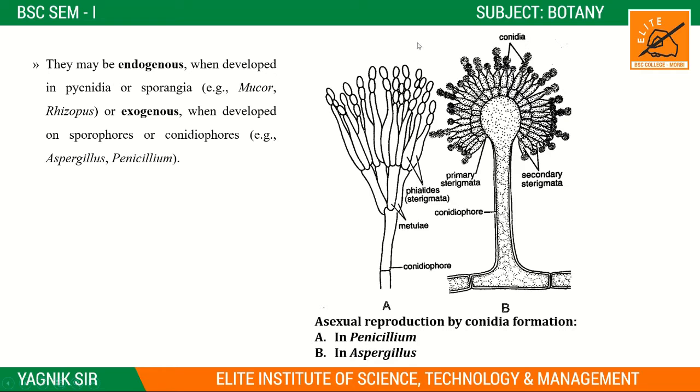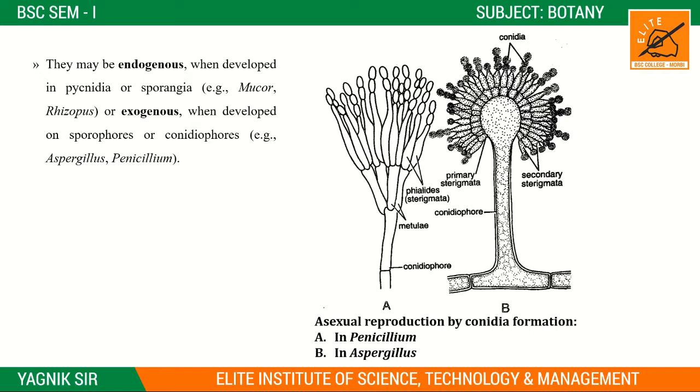Actually this whole structure is a conidiophore, right? This whole structure is named a conidiophore, and on this conidiophore conidia are developed, right? And conidia is the spore name. They may be endogenous when developed inside the sporangia, or exogenous when they develop on the sporophore or the conidiophore. Here are two different structures, endogenous and exogenous. Exo means the outer side, endo means the inner side.